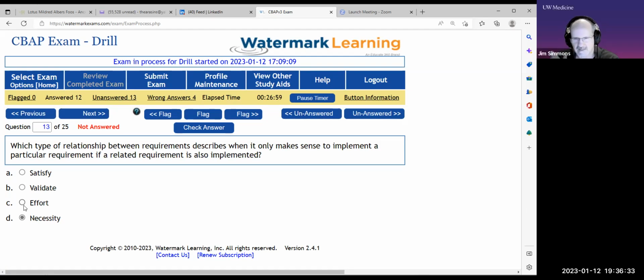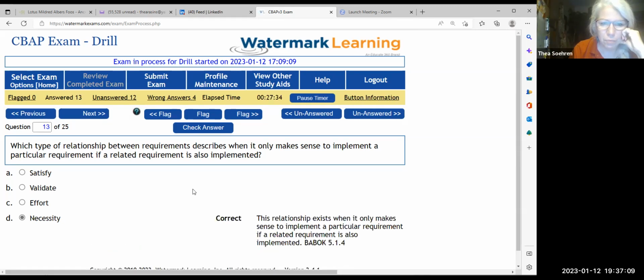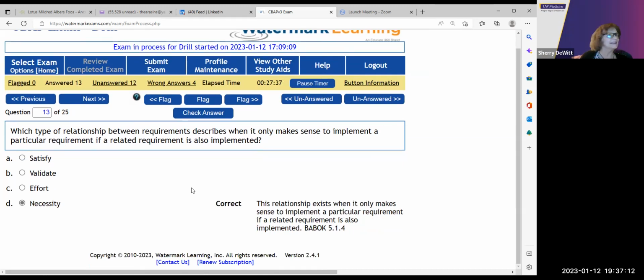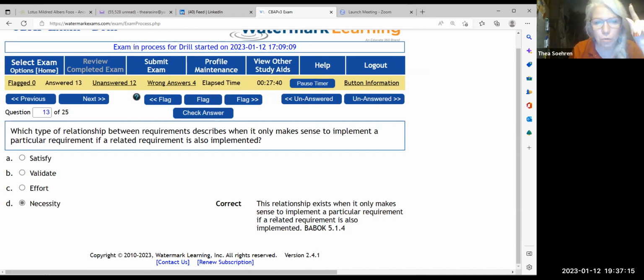It describes when it only makes sense to implement a particular requirement if a related requirement is also implemented. It's like a car and a key. That's what I'm thinking. It's just back to that analogy about if you have a coin slot and then you must have coin processing once it goes in the slot. So wouldn't that be necessity? Yeah, it'd be necessity. Okay, let's check the answer just out of time. It says correct. It only makes sense. Yep, it has to make sense according to the BABOK.